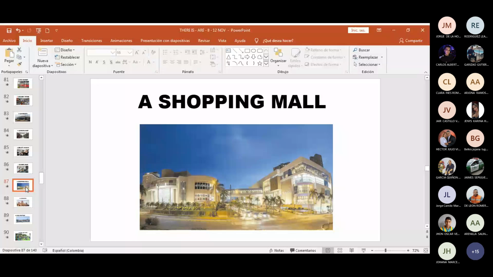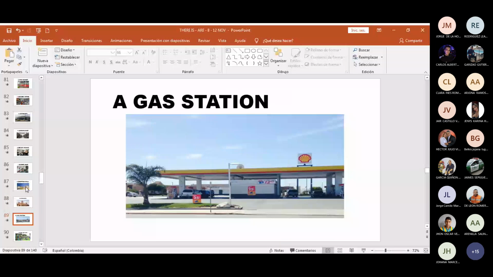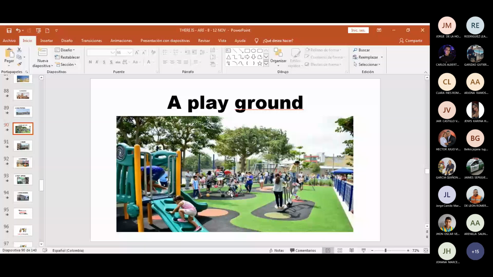Iglesia in English? A church. Very good. Estación de gasolina o bomba in English? Gas station. Yes. Okay. Parque in English? Park. Playground. Yeah. Playground. Este es un parque. ¿Cómo se dice parque en inglés? Playground. Okay.